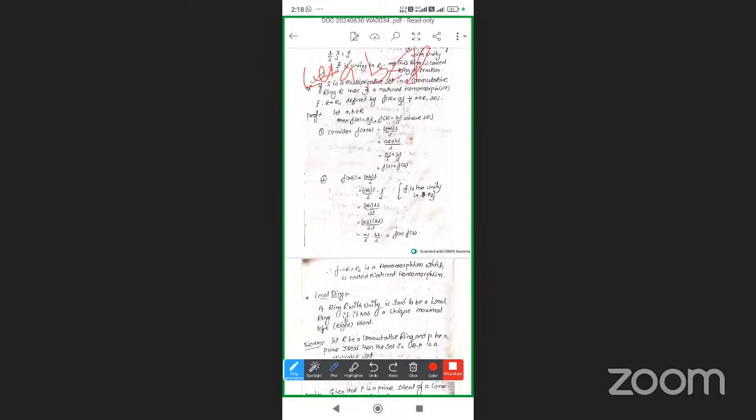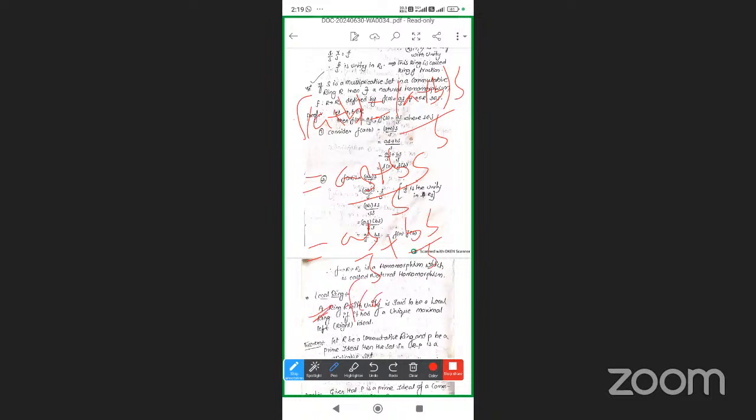f of a is equal to aS by S. f of b is equal to bS by S, where s belongs to S. f of a plus b is equal to (a plus b)S by S, which is aS by S plus bS by S. So this is f of a plus f of b.